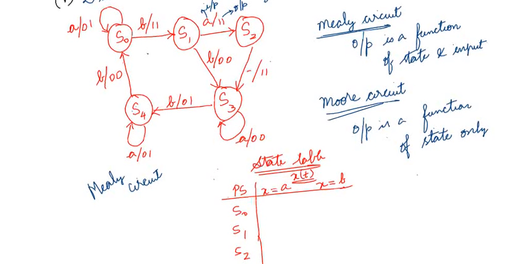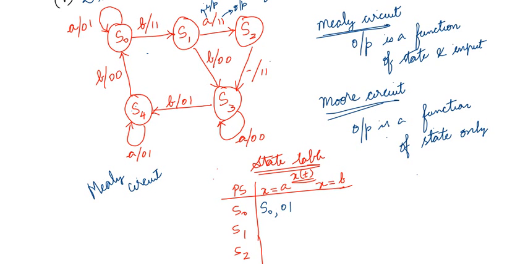Look at it: the present state is S0, input is A. Which state are we going to? The same state S0, and the output is 0 1. Now the present state is S0, the input is B. We are going to state S1, and the output is 1 1.